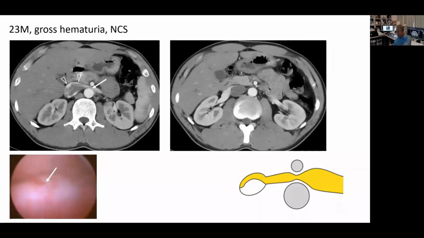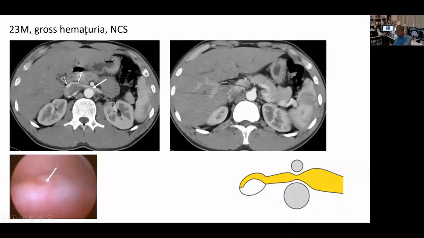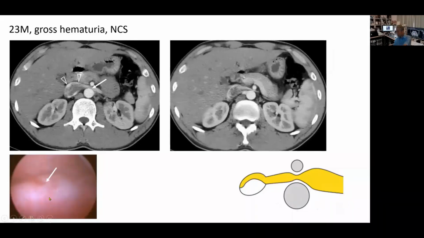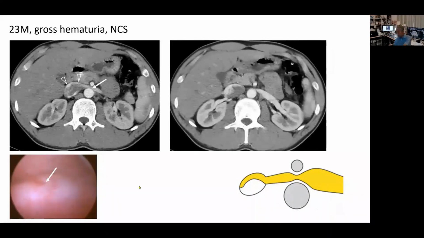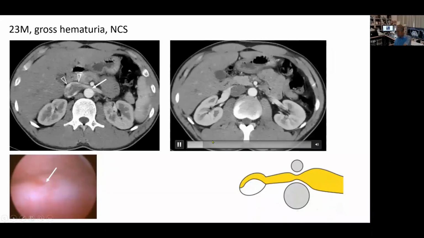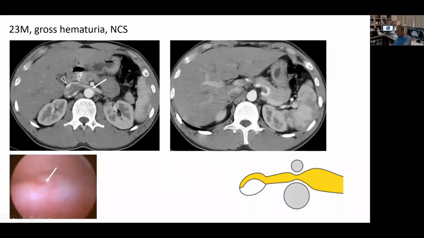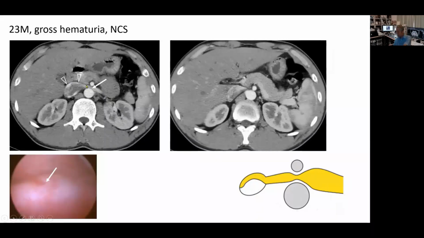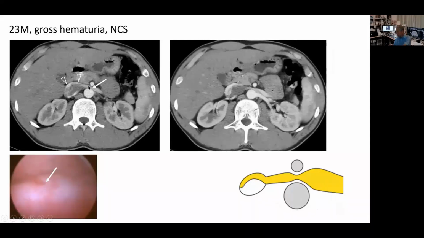A 23-year-old man with gross hematuria due to Nutcracker syndrome, and cystoscopy showed gross hematuria from the left ureteral orifice. Contrast-enhanced CT in early arterial phase showed flow of contrast-opacified blood along the anterior non-dependent margin, indicating fast flow, so positive Nutcracker phenomenon.